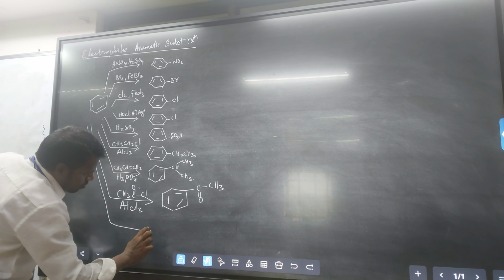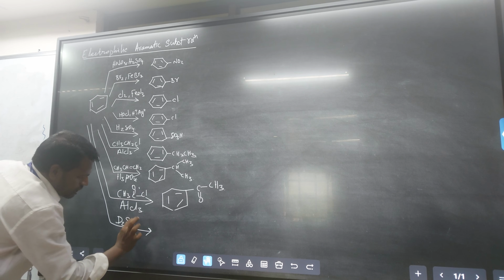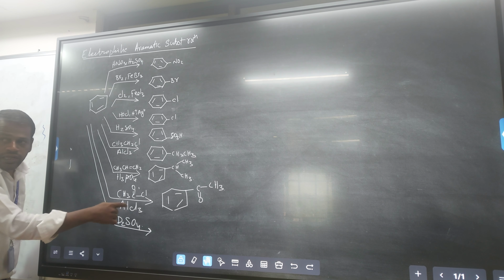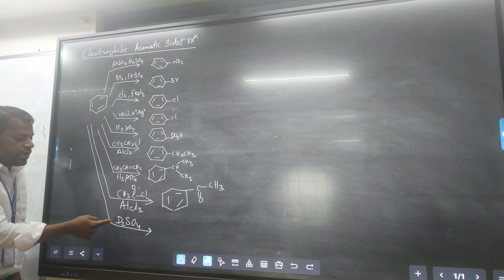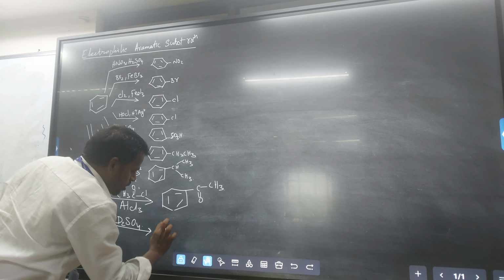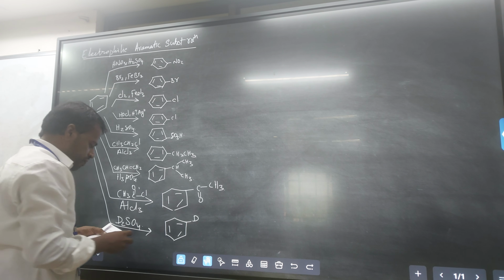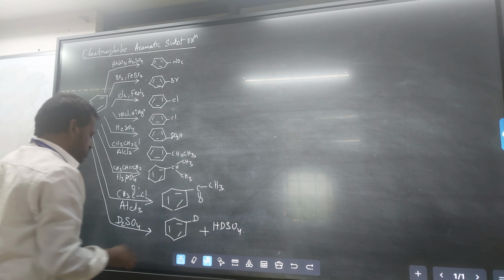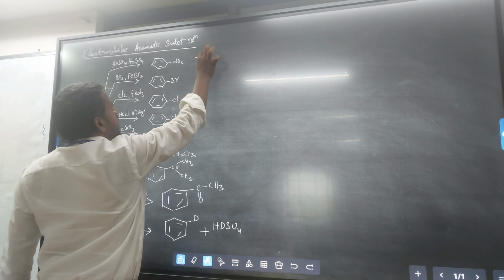And similarly, we can do deuteration also. There you can add D2SO4. Instead of sulfonation, you do the deuteration. There H2SO4 is a reagent; here D2SO4 is a reagent. Instead of one proton, it replaces with D, deuterium. HDSO4 is your byproduct. Maybe I can write it here.